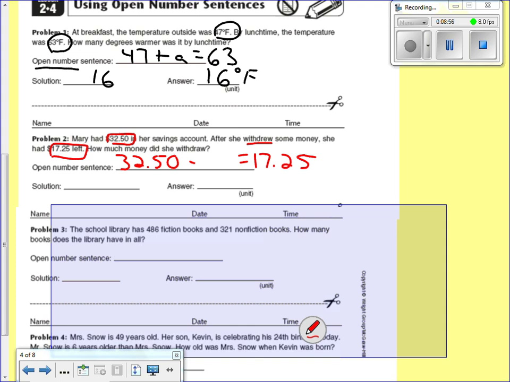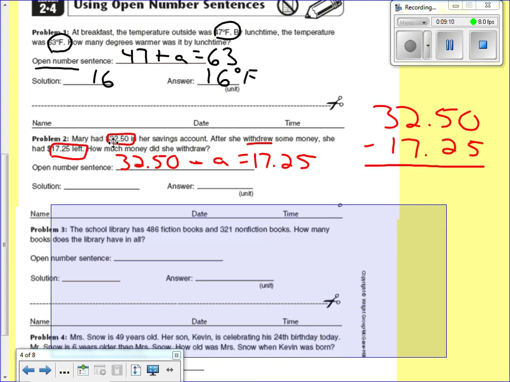We'll just put another A here, okay? But when I'm solving the problem, I have to go $32.50 minus $17.25 to find my variable. Work it out in a different color. This has to be a 10. This has to be a 4.